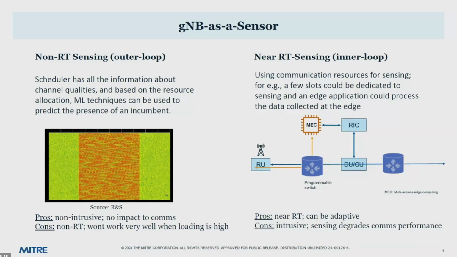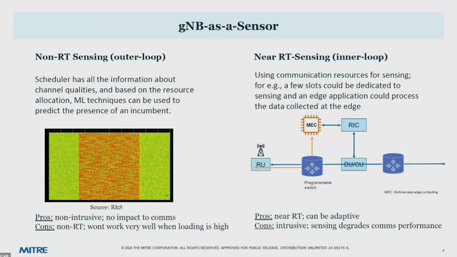Intrusion in the sense, no real change in the activities of the scheduler. We are just looking at how the scheduler is operating and then making sense out of the presence or absence of an incumbent. The second one is a little bit more intrusive way, where we are using some of the resources set aside for communication, and we are using that for sensing.